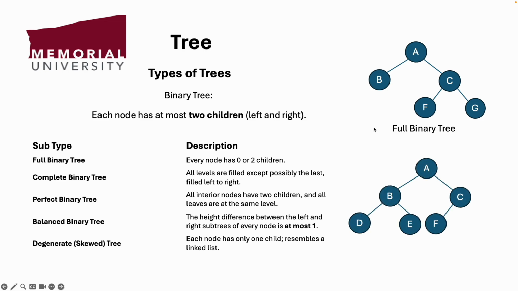What about this one? We can call it what? A complete binary tree. Based on the definition, all the levels are filled except the last one, which is filled from left to right. This one doesn't have 2 children here, it only has 1 child.